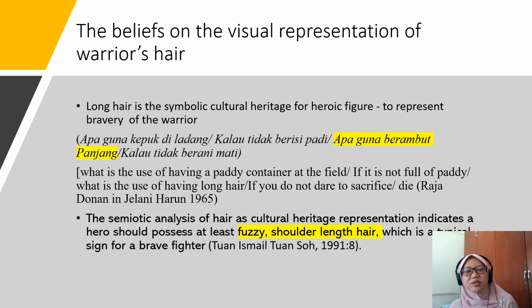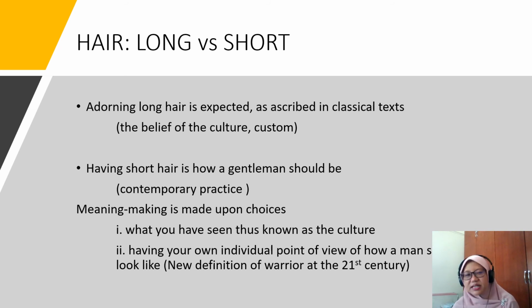According to Tuan Ismail Tuan So, this is actually the semiotic of hair that indicates a hero of a Malay culture should possess at least shoulder length hair, which is actually the sign of a brave fighter. So what we have here is the comparison between short and long hair. Donning long hair is expected according to the belief of the culture and custom, whereas having short hair is how the learners see that a gentleman of contemporary practice should look. So meaning making here can be seen made upon choices. One, what you see becomes your knowledge, and that becomes the construct of the culture. Or two, you have your own point of view of how a person should be presented. Maybe in this situation, a new definition of warrior of the 21st century.